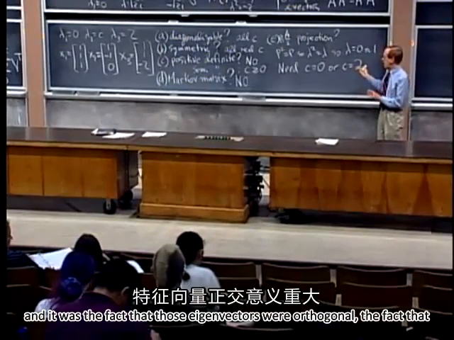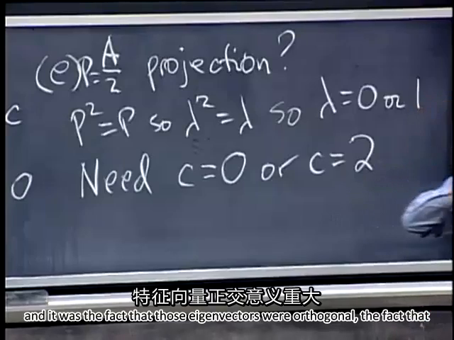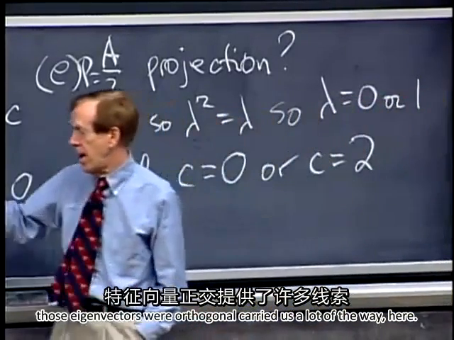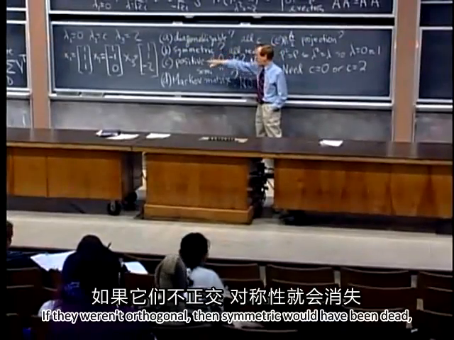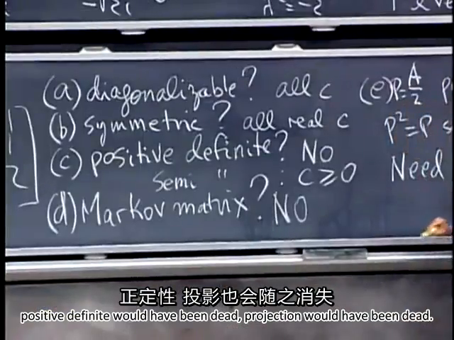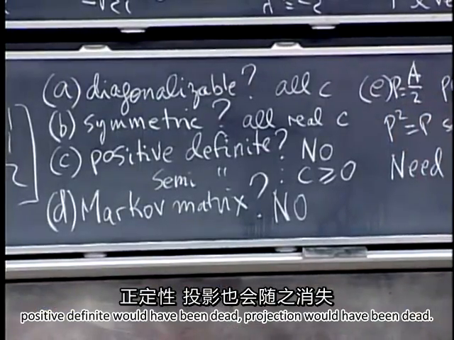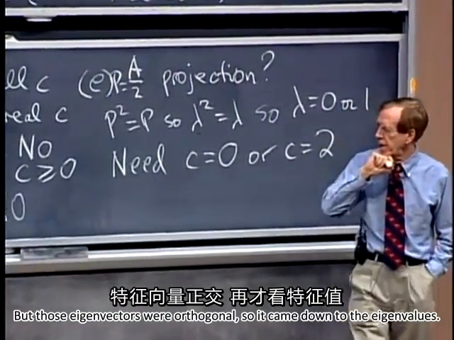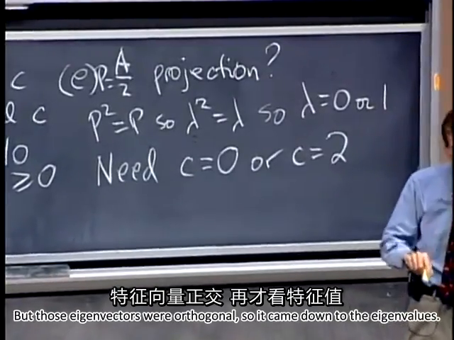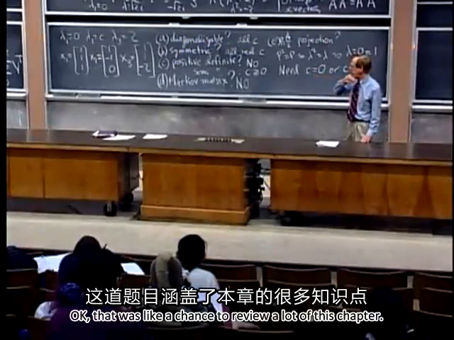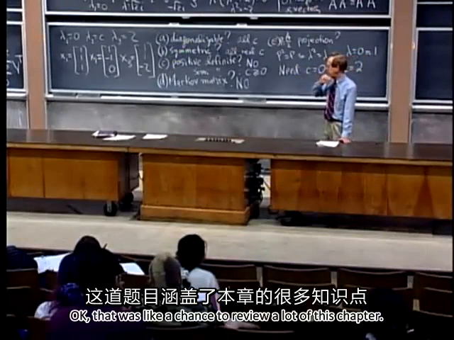And it was the fact that those eigenvectors were orthogonal. The fact that those eigenvectors were orthogonal carried us a lot of the way here. If they weren't orthogonal, then symmetric would have been dead, positive definite would have been dead, projection would have been dead. But those eigenvectors were orthogonal, so it came down to the eigenvalues. Okay, that was like a chance to review a lot of this chapter.